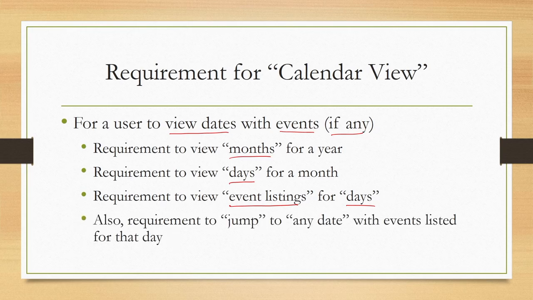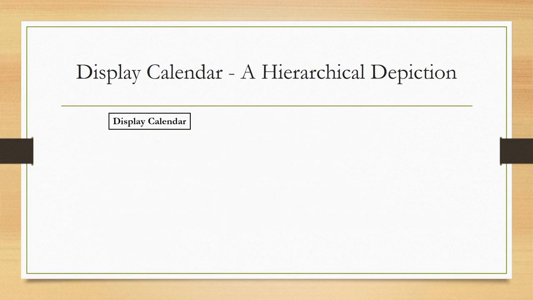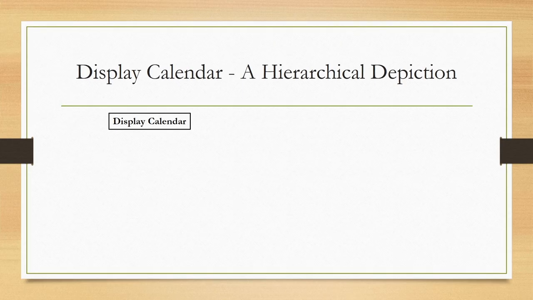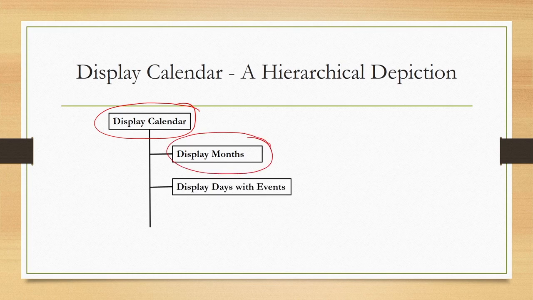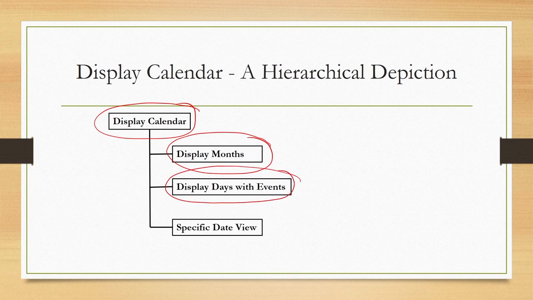We may also need to jump to any date from the current date with events listed for that day. So, this may be one additional feature or function that should be available with our calendar app. So, accordingly, we can create a functional hierarchy for all these requirements. So, at the top level of the hierarchy, we have the display calendar function, which is the top level function. Then under it comes sub function display months, display days with events, and specific date view, that is the last requirement, jumping to any date.